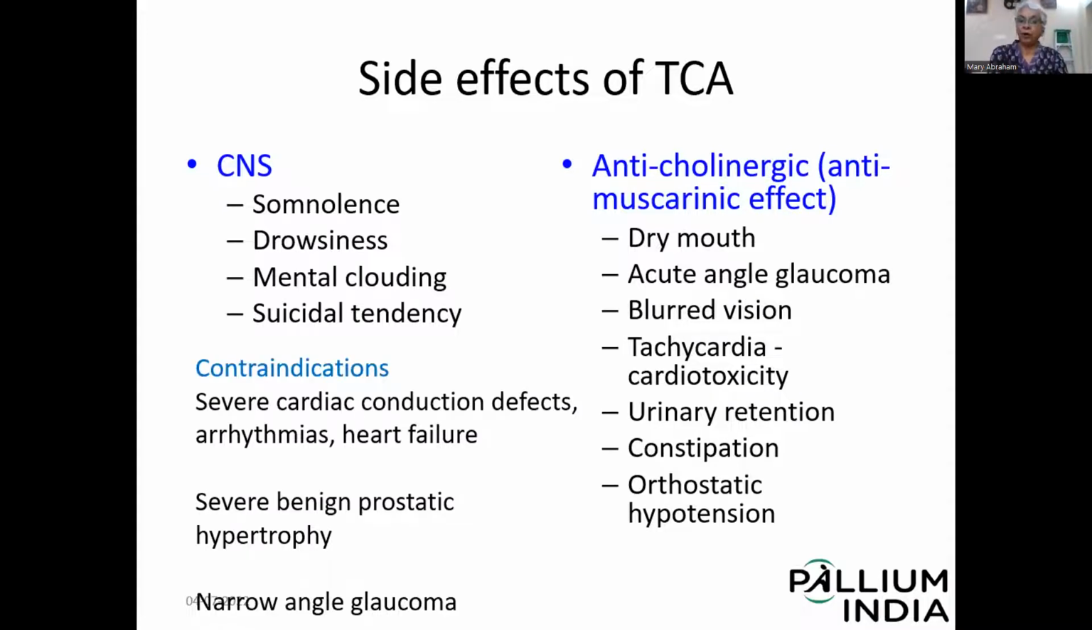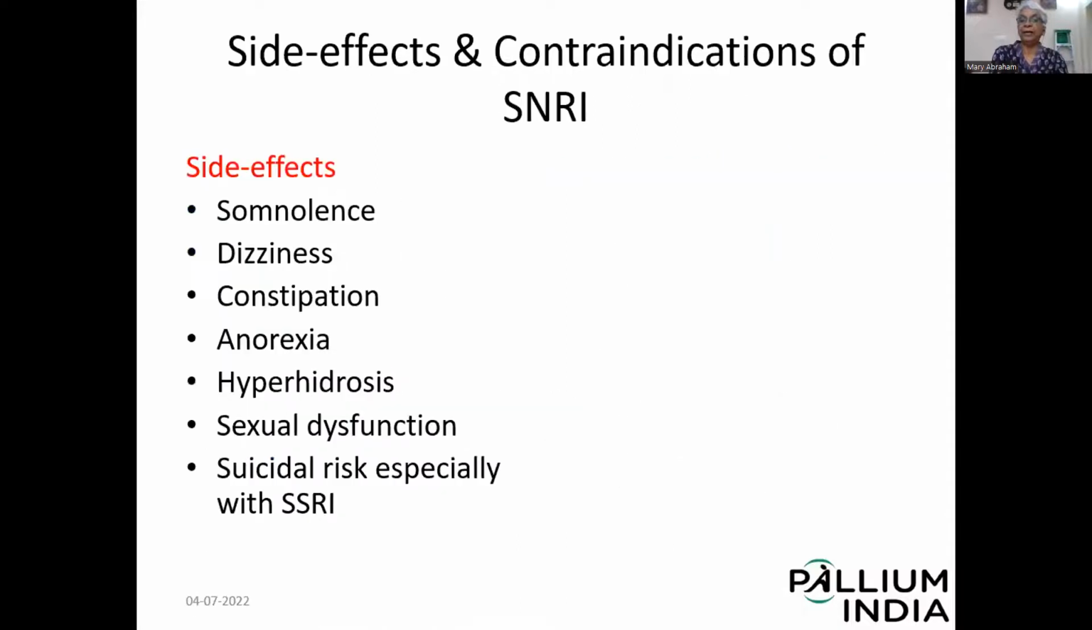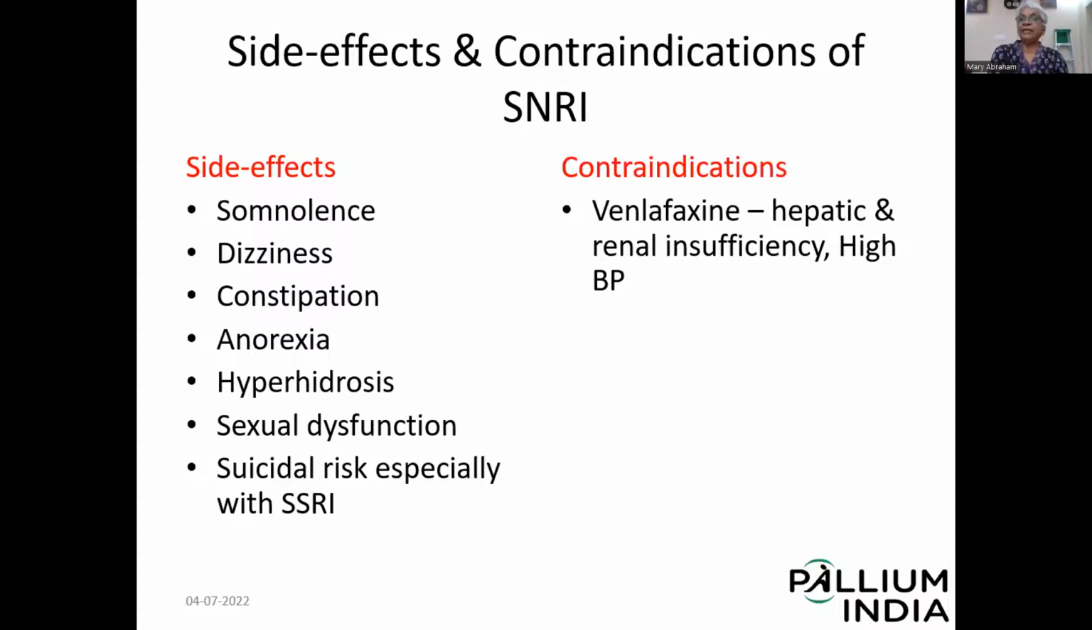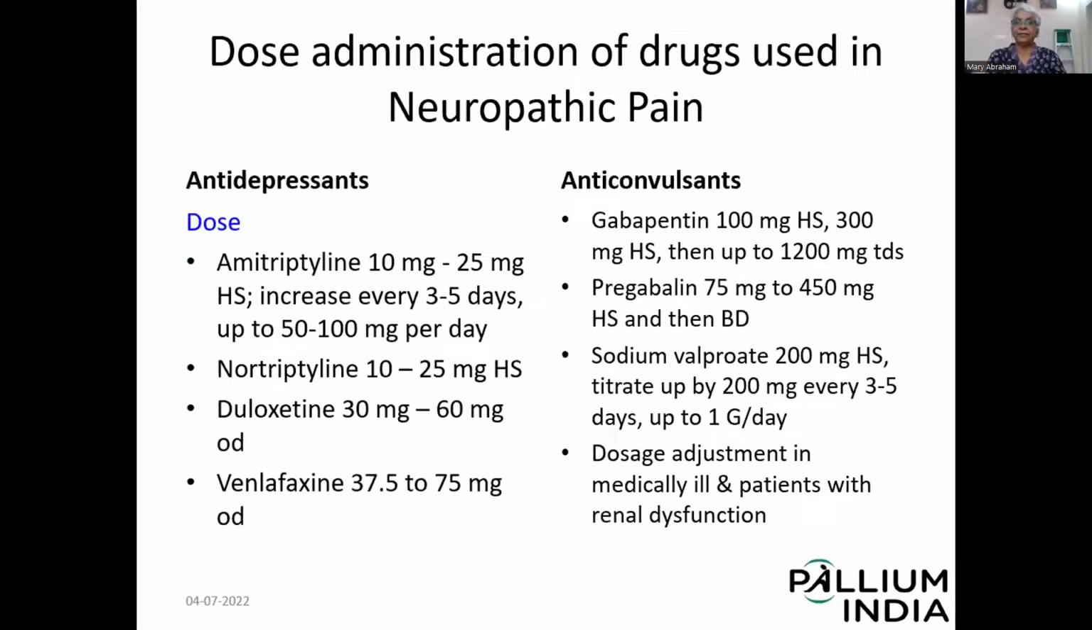So the contraindications accordingly: avoid it in patients with severe cardiac conduction defects, arrhythmias, etc. Avoid it in patients with prostatic hypertrophy, and avoid it in patients with glaucoma, particularly narrow angle glaucoma. Where the SNRI is concerned, again, the side effects are somnolence, dizziness, constipation, anorexia, hyperhidrosis, impaired sexual function, and suicidal risk. And that is more with SSRI as compared to SNRI. So the contraindications are, you should avoid venlafaxine, particularly when there's hepatic and renal deficiency and when the BP is high. And duloxetine should be avoided when there is hepatic insufficiency.